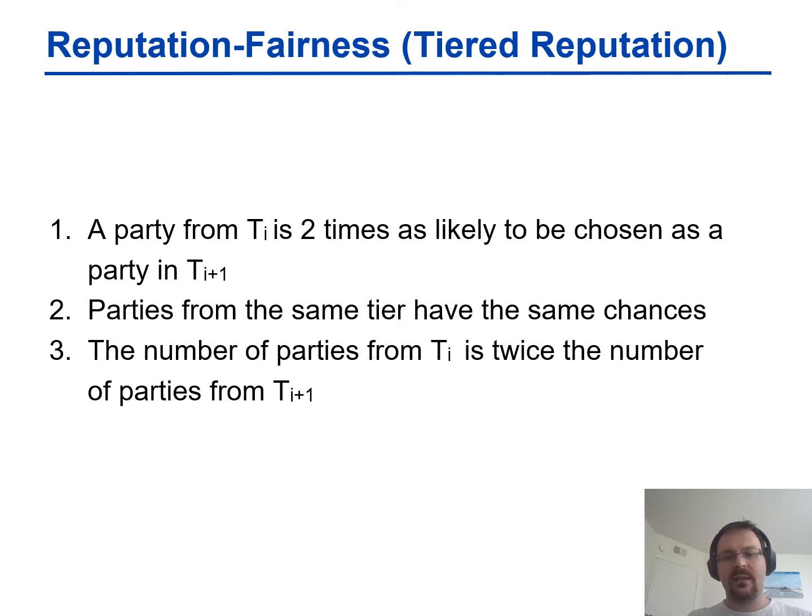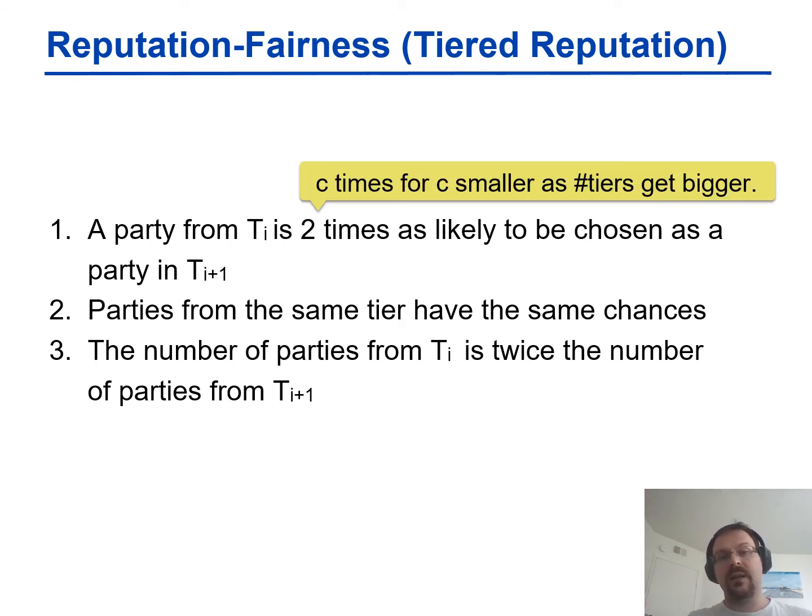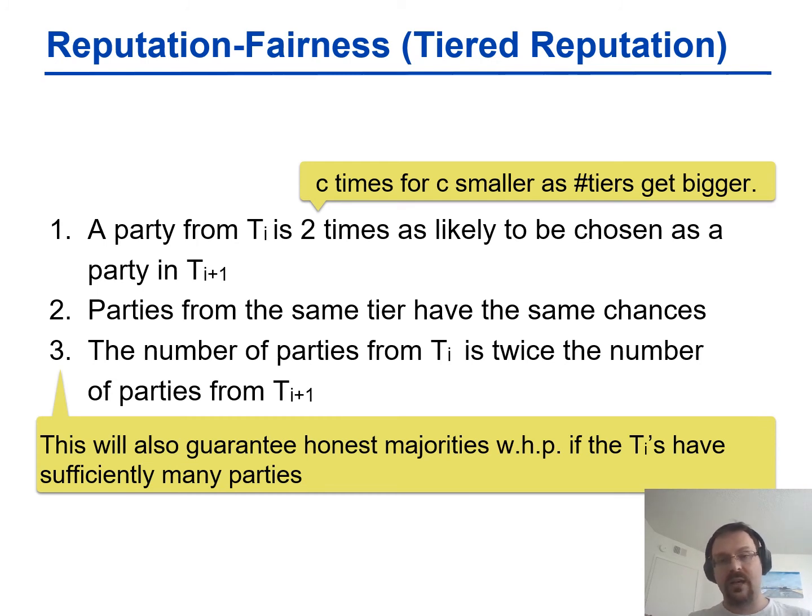So now, the way that the reputation fairness desideratum is translated to this tiered reputation setting is that a party from the reputation tier Ti, the ith reputation tier, is twice as likely to be chosen in the committee as a party from the immediately lower reputation tier. By the way, depending on the number of tiers, we can play with this parameter to be something definitely bigger than 1, but have a different level of representation. We can do a different level of probability depending on what we want here. Second, parties from the same tier have exactly the same probability of being chosen in the set. And third, the number of parties from the higher tier Ti is twice the number of parties from the lower tier. And once again, we can play with this twice and make it C times.